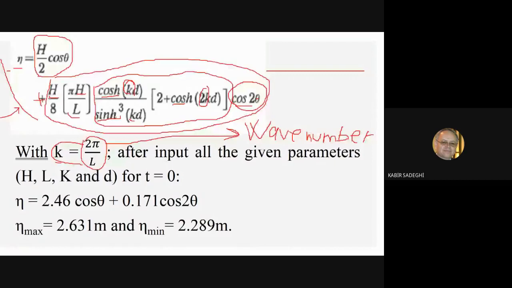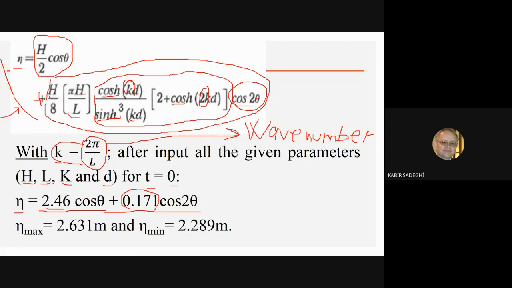Therefore, here we consider k equals 2π over L. After inputting all the given parameters h, L, k, and d, we find t equals 0. And for t equals 0, we find eta equals 2.46 times cosine theta plus the second term. You see that the second term coefficient is lesser.